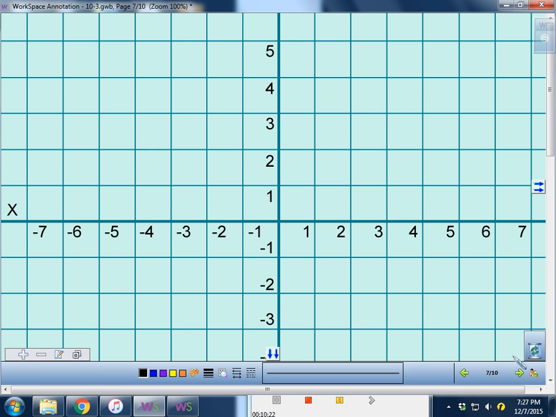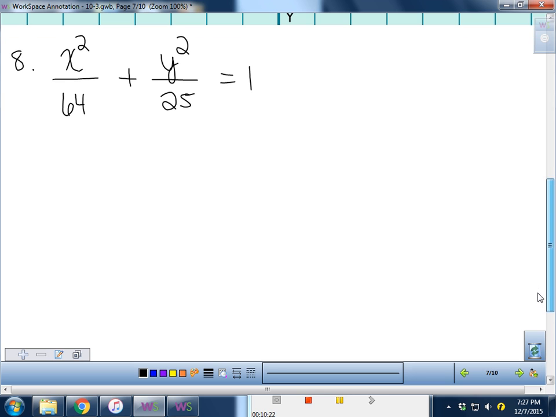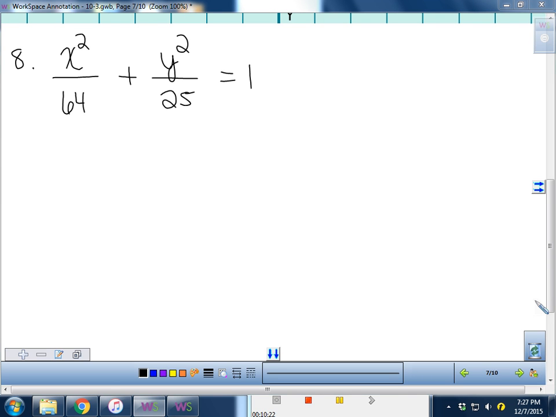All right, number 7, still graphing. Oh, did I go? Oh, this is number 8, sorry. Number 8, still graphing. So the first thing that we always identify is our center because that's our starting point, right? There are no numbers with your x and y, so that means that your center is at 0, 0.